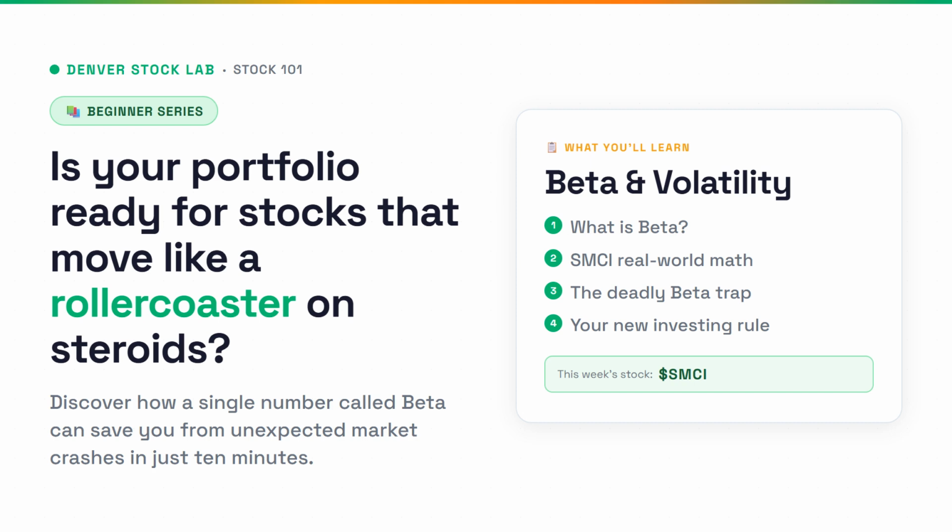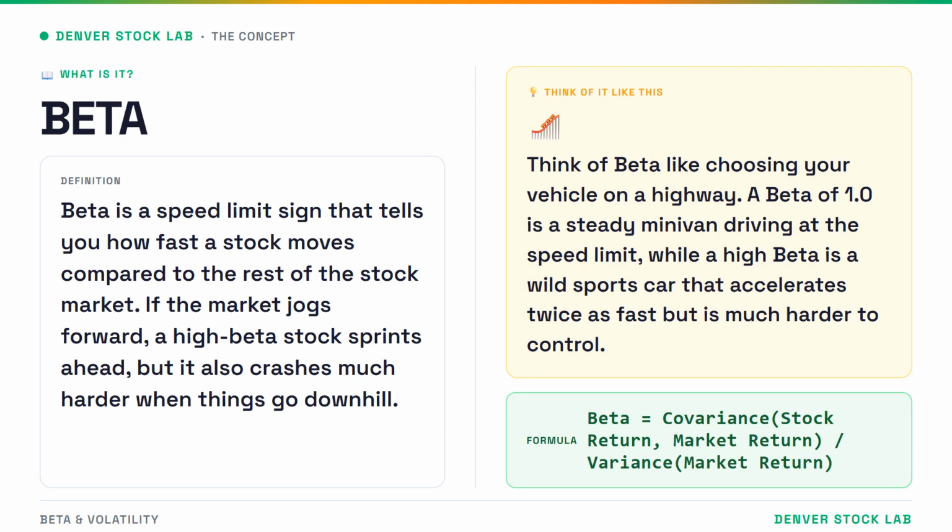Let us dive in. To understand volatility, we have to look at a metric called beta. Now, do not let that Greek letter scare you. Beta is simply a speed limit sign that tells you how fast and how wildly a specific stock moves compared to the rest of the stock market.